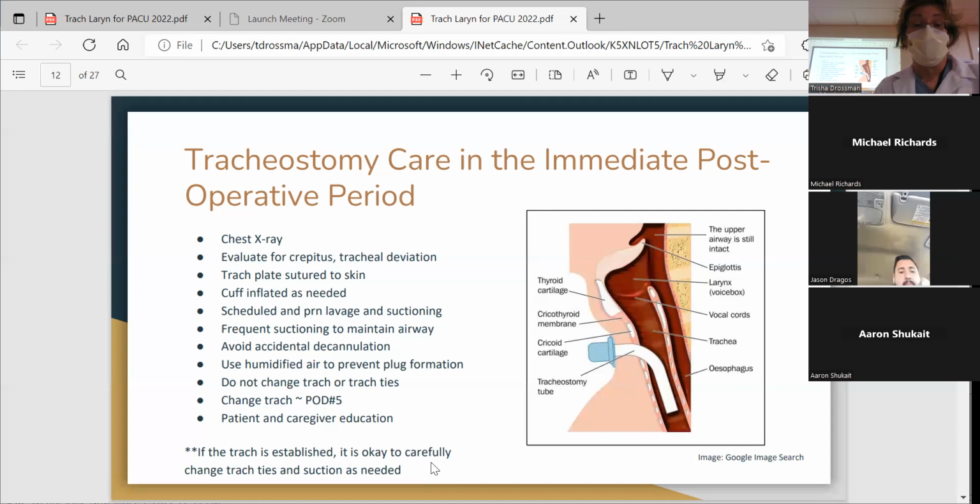I said we want to avoid accidental decannulation. So sutures should be pretty intact. They don't really start to loosen unless they're in for like 7 days or so. We usually change trachs between day 3 and day 5 post-op, and they've always been really well secured. So you shouldn't have an issue with that. Unless maybe you're taking a patient that's coming down to you from the inpatient side who was sutured and hadn't been changed yet, that might be an issue, but a fresh one from the OR should be fine. Using humidified air to prevent plug formation is important as well, and we can get into that in the next slide or two. We don't want to change the trach or the trach ties on a fresh trach at all.